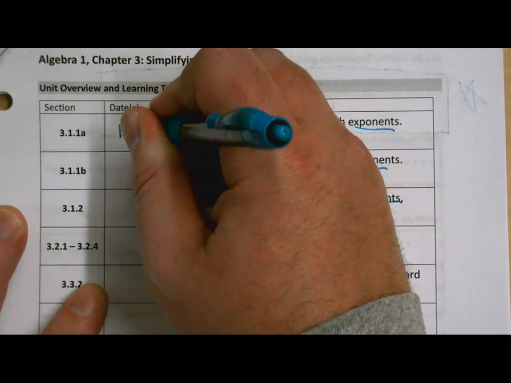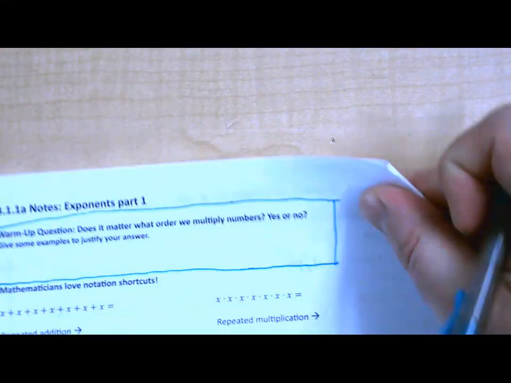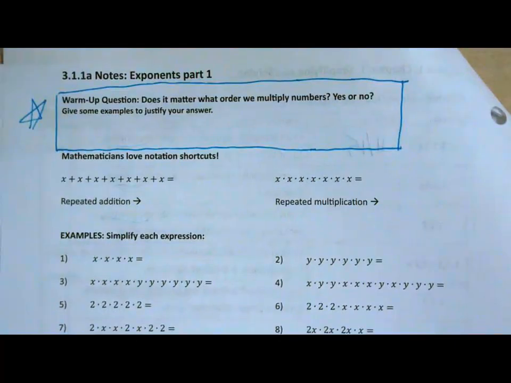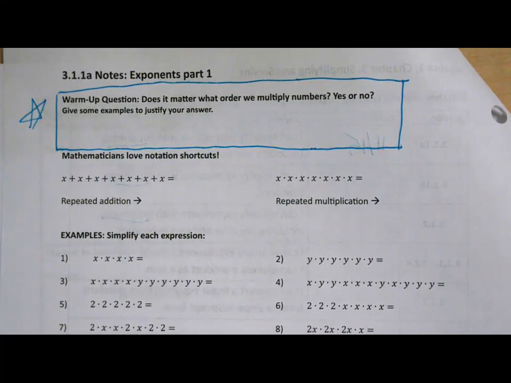This is the 15th. We're starting here. And let's talk about our warm-up problem first. I just asked you a simple question, yes or no. Does it matter what order we multiply numbers? Give me a thumbs up for yes, thumbs down for no. Does it matter what order I multiply numbers in?